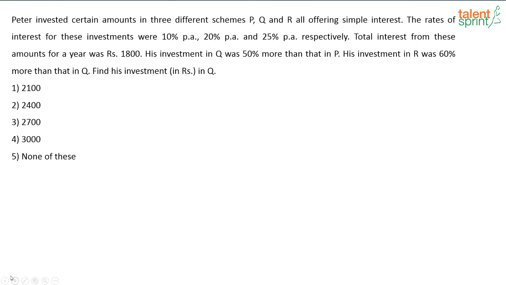What is given here? Peter invested certain amounts in 3 different schemes, P, Q and R, all offering simple interest. The rates of interest for these investments were 10% per annum, 20% per annum and 25% per annum respectively. The total interest from these amounts for a year was rupees 1800. His investment in Q was 50% more than that in P. His investment in R was 60% more than that in Q. Find his investments in Q.